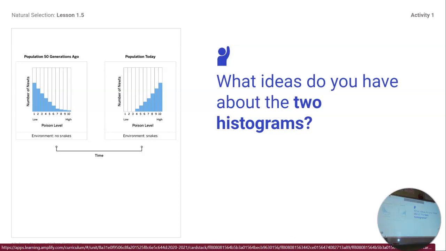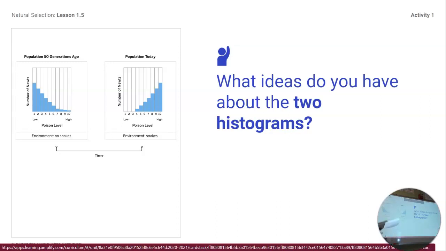Go ahead, Kanye. Number 1 says, which description matches the histogram of the population 50 years ago? So our beginning population. You said the first answer. So most of the newts had low poison, and there are very few with high poison. How many people agree with that claim? Got 1, 2, 3. Good. Pretty much the majority of class.